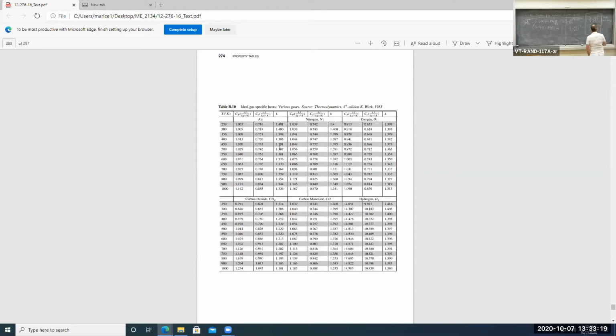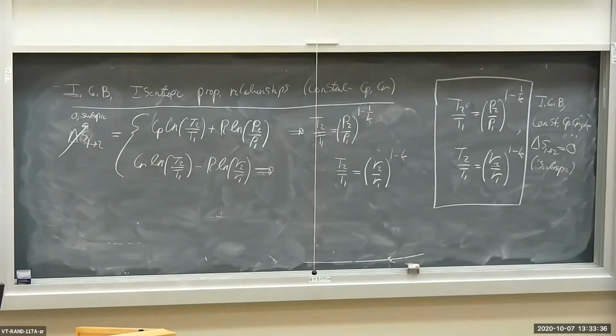So IGB, constant specific heat, delta S from 1 to 2 is 0. In other words, isentropic process. So there's your isentropic property. Sorry about that. Let's just go over this again.